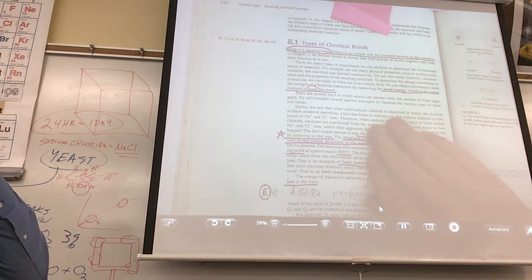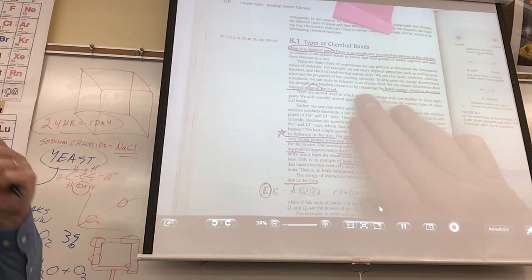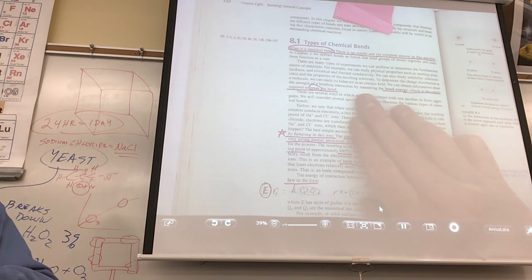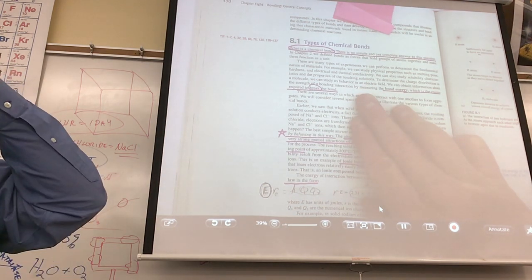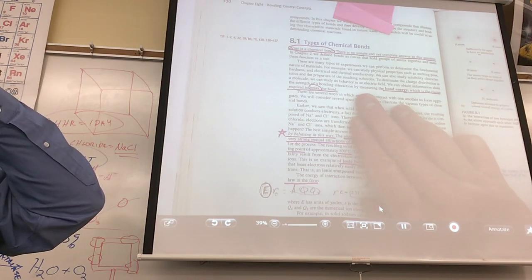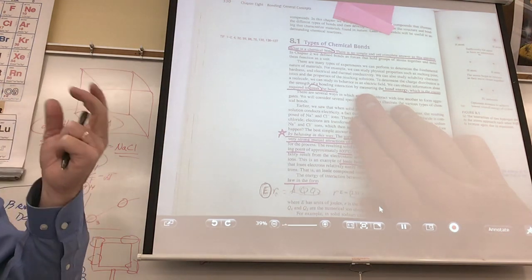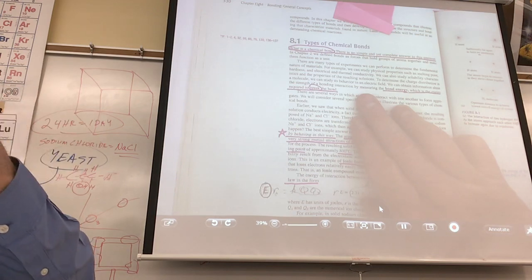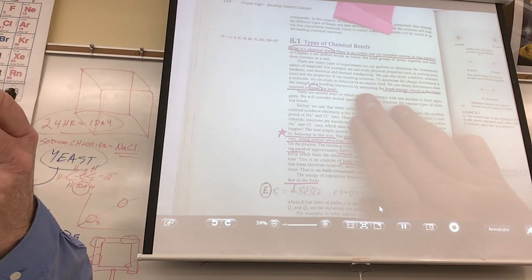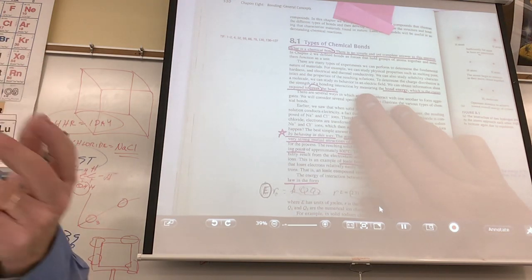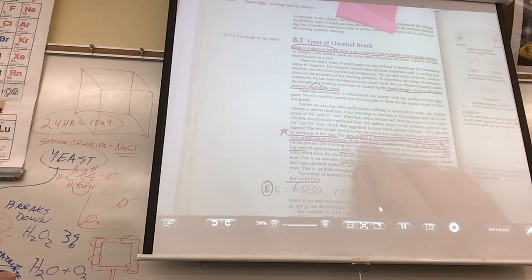Anyway, what it talks about down here, it says we can obtain information about the strength of a bond by trying to break it. So let's say, how strong is that bond? Well, let's add some energy to it and see if we can break it. The amount of energy it takes to break the bond is probably how much energy was in that bond to begin with. All right, let's go down here.